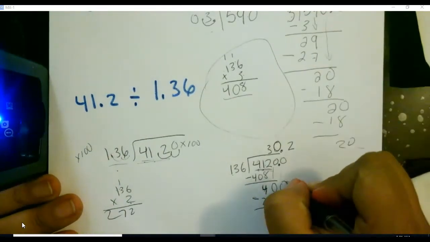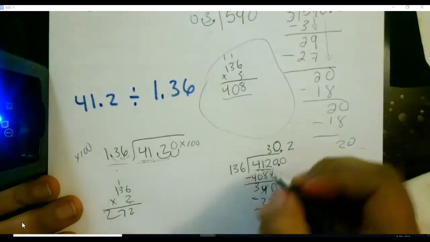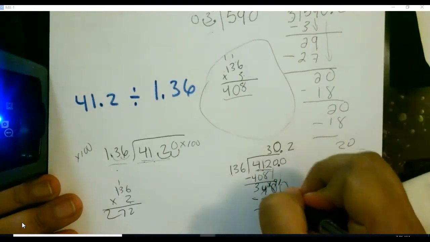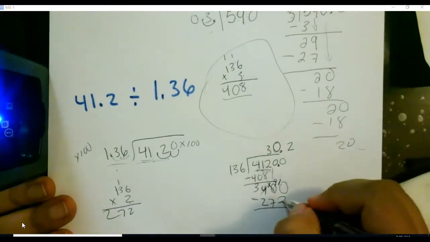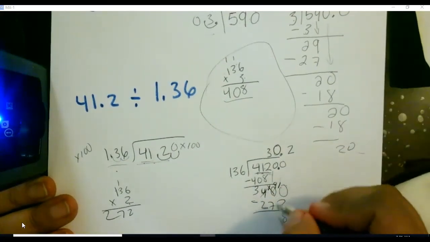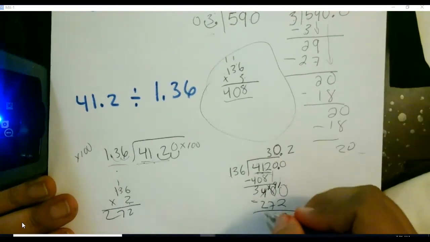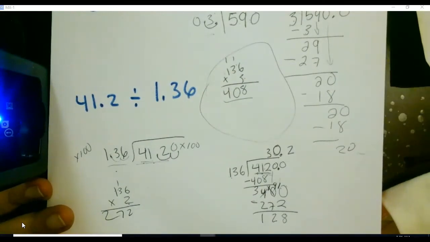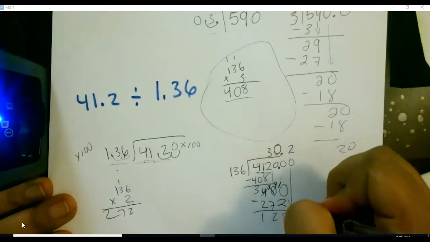So I'm subtracting zeros. I need to regroup. I'll take that 3 out and then pass it over. This becomes a 9 because I need to let the ones borrow that 10. So 10 minus 2 equals 8. 9 minus 7 equals 2. And then 3 minus 2 equals 1. 128. And we can add another 0. You can keep going and going.